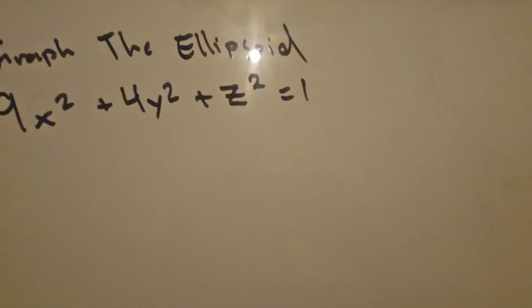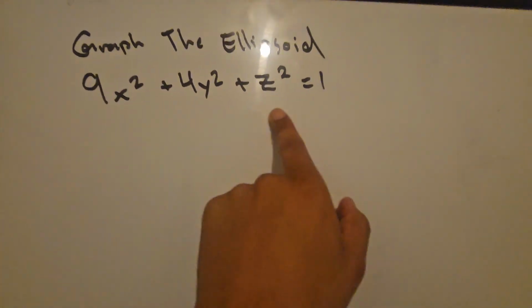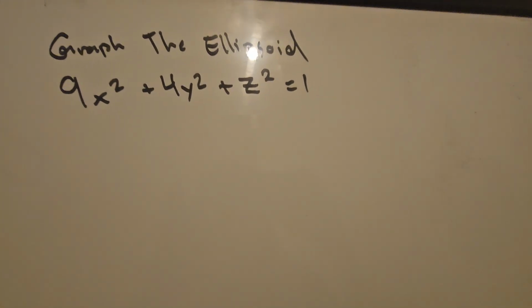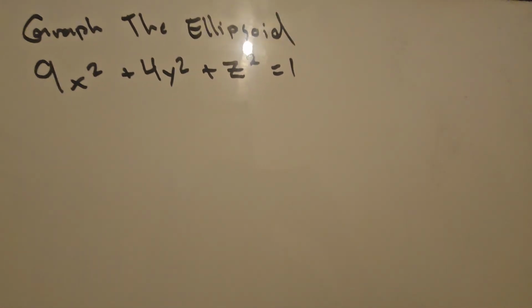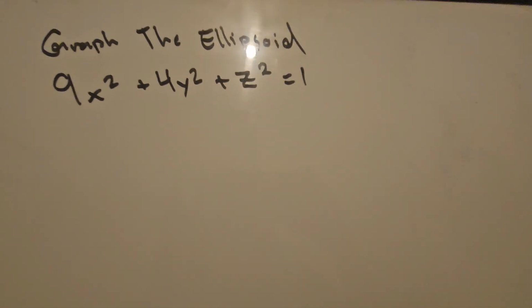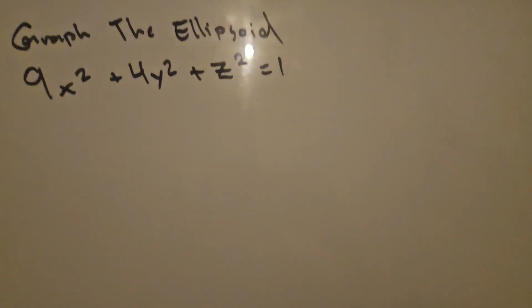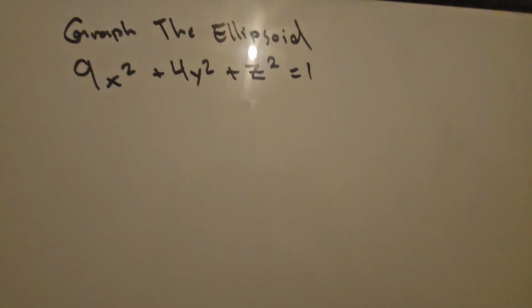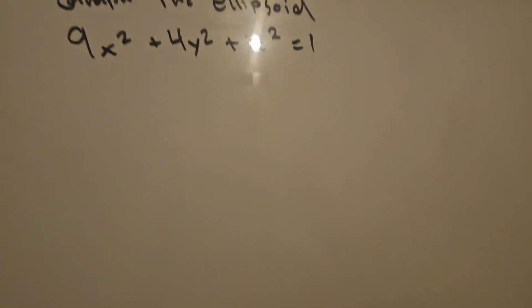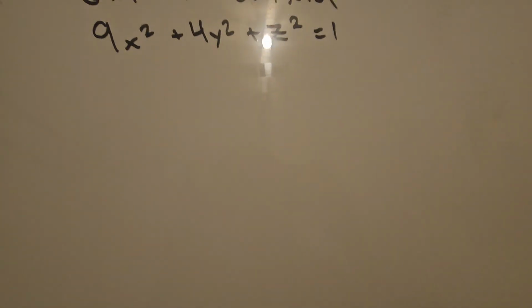Graph an ellipsoid today. We have this expression right here, and basically this is going to give us a three-dimensional graph. So this will be known as an ellipsoid, which is basically just an ellipse but in 3 dimensions. So we are going to have to graph this. So let's go ahead and do this.